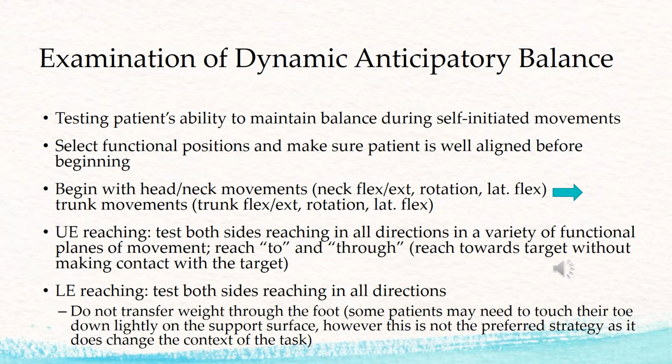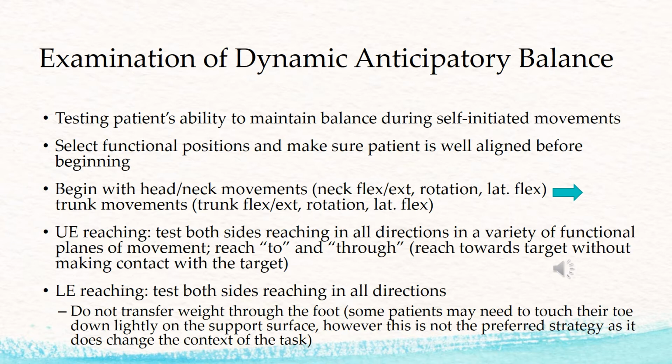Next, we'll move into how to perform an examination of dynamic anticipatory balance. So again, when you're looking at testing dynamic anticipatory balance, you're looking to see how the patient does maintaining their balance during self-generated movements. So the patient will be moving, it might be their head and neck, their trunk, their upper extremities, their lower extremities, and you're going to assess how they perform those movements and maintain their balance.